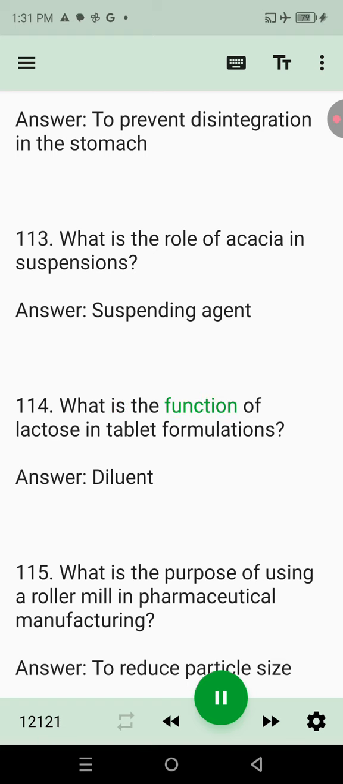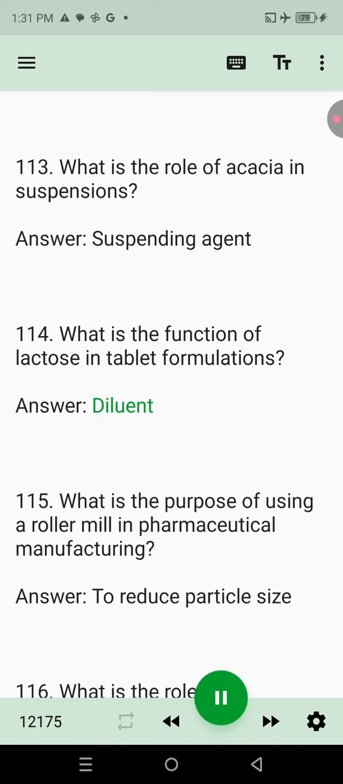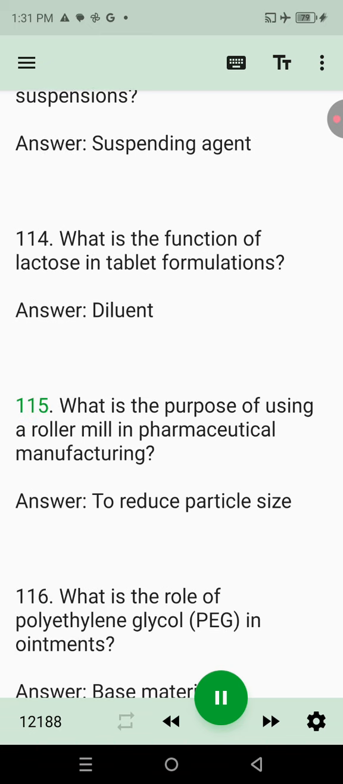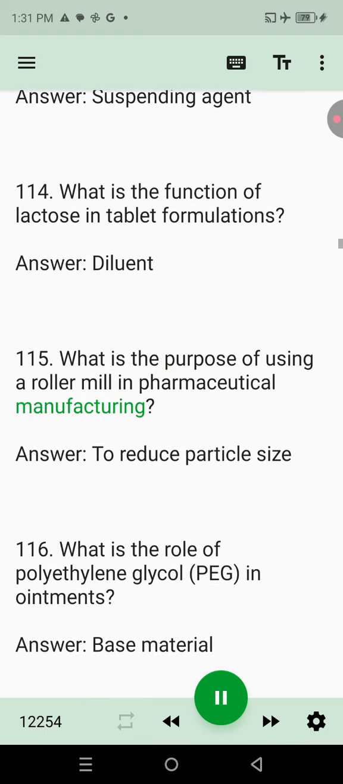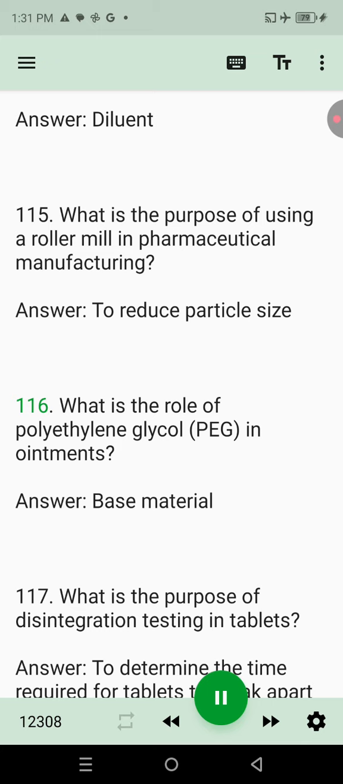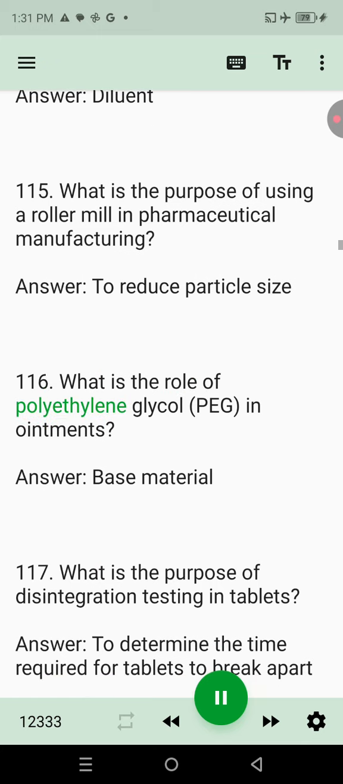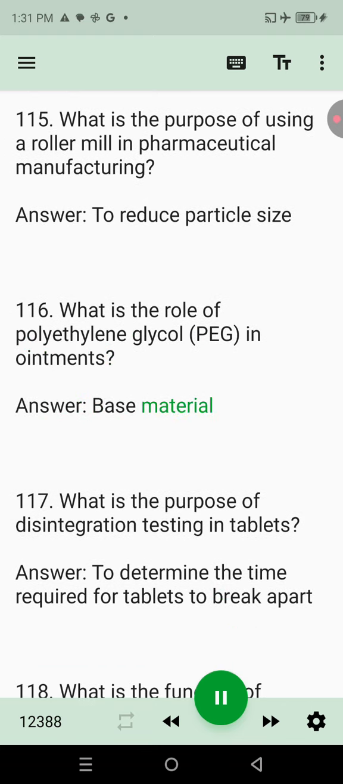114. What is the function of lactose in tablet formulations? Answer: diluent. 115. What is the purpose of using a roller mill in pharmaceutical manufacturing? Answer: to reduce particle size. 116. What is the role of polyethylene glycol, PEG, in ointments? Answer: base material.